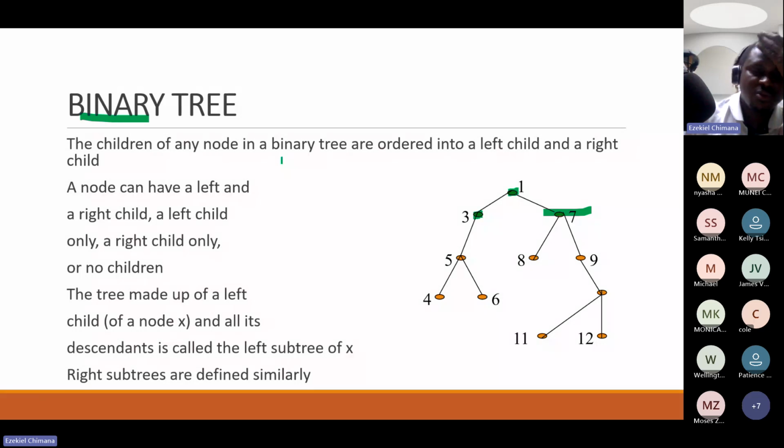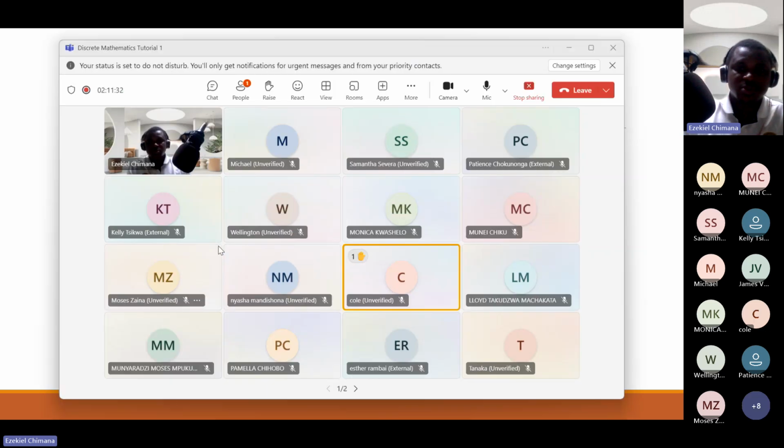So the children of any node in a binary tree are ordered into a left child and right child only. So a node can have a left and a right child, a left child only, or a right child only, or no child at all. So that's what you call a binary tree.